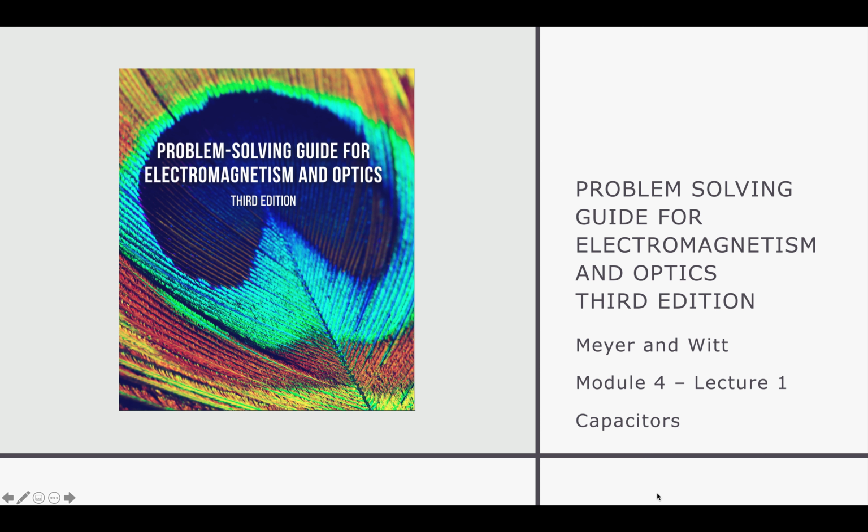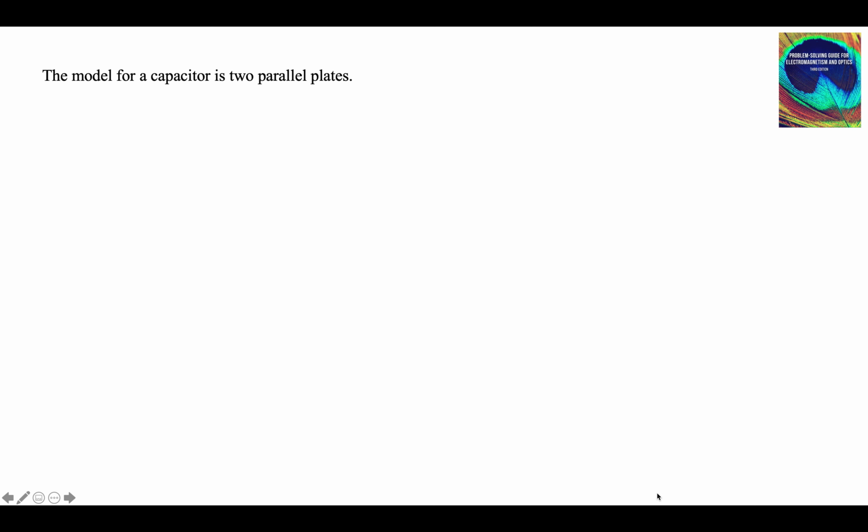This is lecture number 1 for module 4 in the book Problem-Solving Guide for Electromagnetism and Optics. This lecture is on capacitors. A model for a capacitor is two parallel plates, like this. Put some leads on them so they can be part of a circuit. You can hook things up across them.